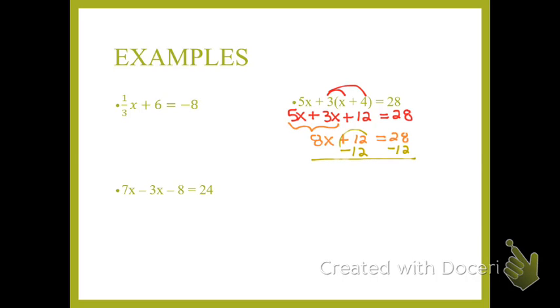12 minus 12 is 0, so it's sort of like those 12s cancel out, and that would leave me with 8x equals 16. The inverse of multiplying by 8 is dividing by 8. 8 divided by 8 is 1, so that leaves me with 1x, or just x, and 16 divided by 8 is 2. So my solution is x equals 2.